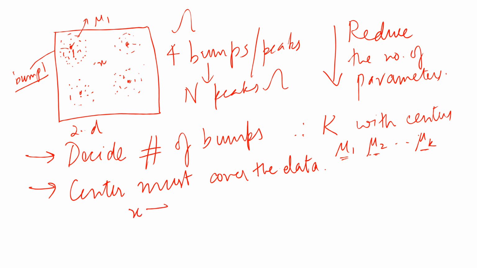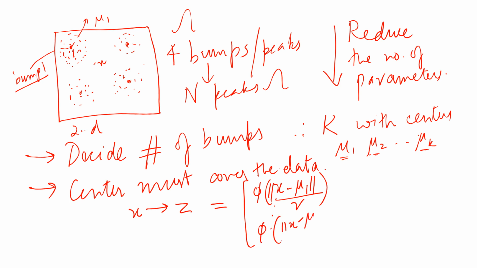So if you remember, my z space was the transform function, or the phi, and it was on x minus mu1 now, and x minus mu1 over r, and so on. We'll have, for whatever number of centers you've decided, phi of x minus mu k.